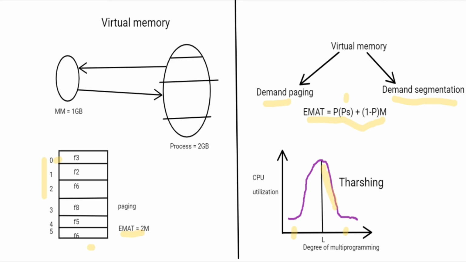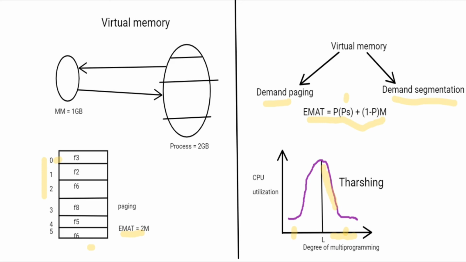The second way is decreasing the degree of multiprogramming. For example, if you open too many applications on a computer, sometimes the computer hangs. If we close some of them, it'll get back to its normal state. So if we reduce the degree of multiprogramming, CPU utilization increases. This is one of the methods.